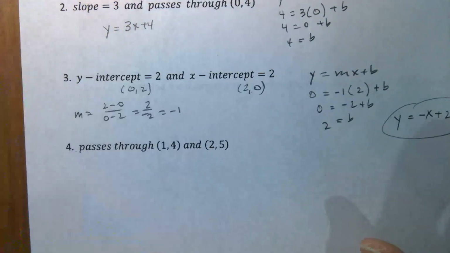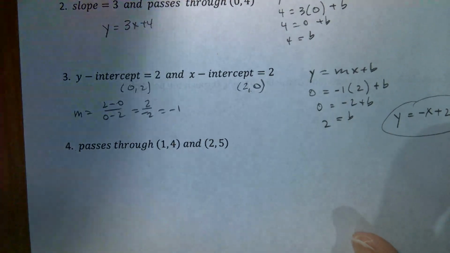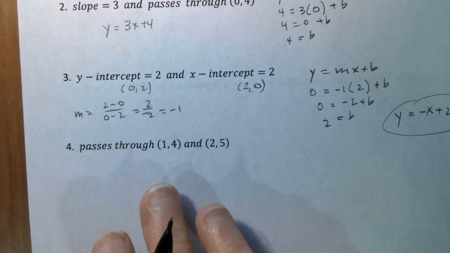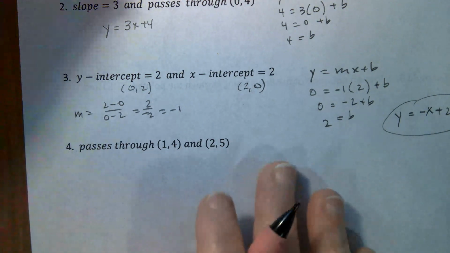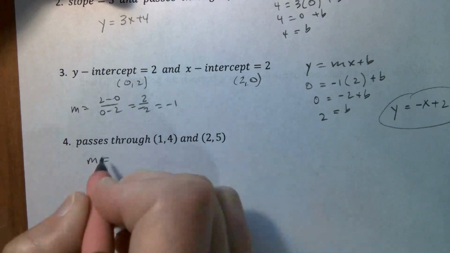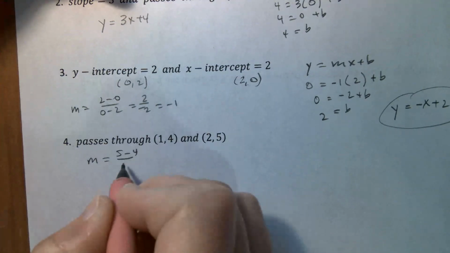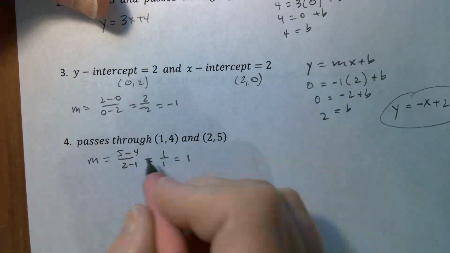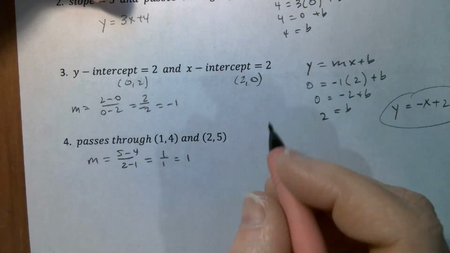And now I'm going to find one that passes through these 2 points, 1, 4, and 2, 5. So I'm going to find my slope first. So I'm going to say 5 minus 4 over 2 minus 1. That gives me 1 over 1, which is 1. And then I'm going to find my b.